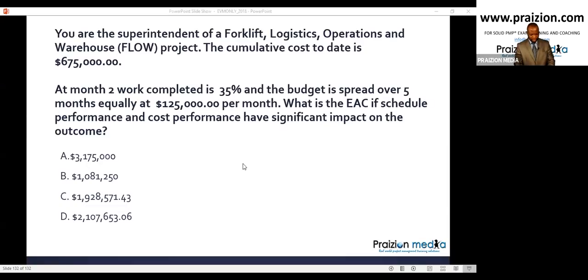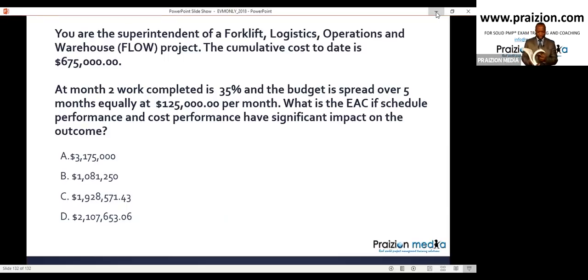Mutaz says, you're funny. Mutaz says, it seems that I should read control cost again. Come on, man. You know this thing. You've got it. All you need to do is find the correct EAC formula to use, Mutaz, and that's it. So you've got 4 EAC formulas. Look at the last piece of the sentence. It says, what is the EAC if schedule performance and cost performance have significant impact on the outcome? I'm going to help you out, Mutaz.